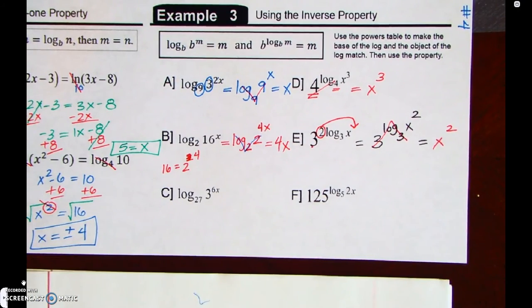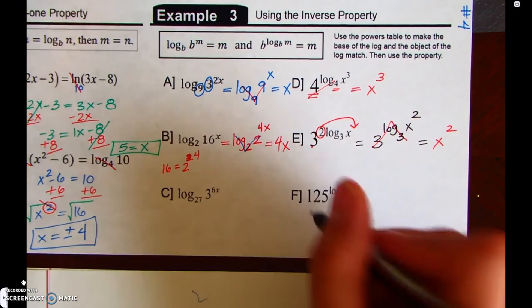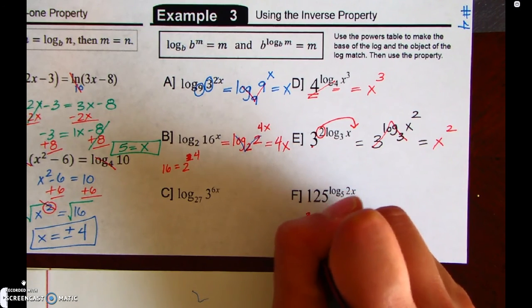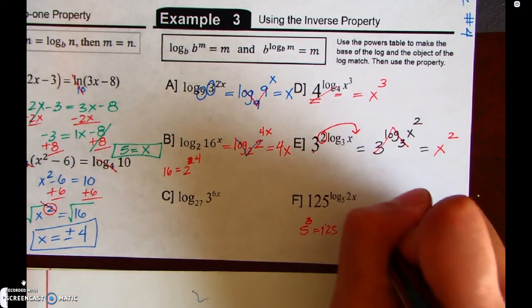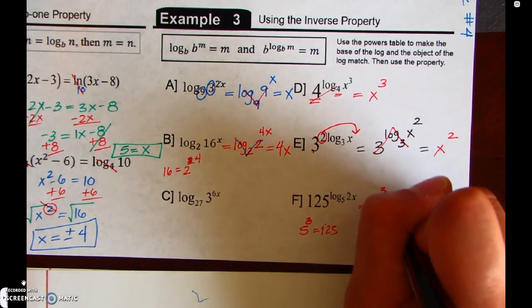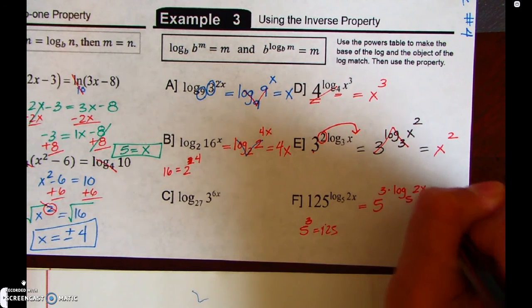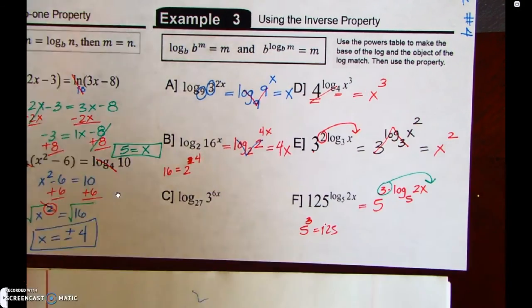Okay, and then the very last one, F. 125, I need to write it as the base of 5. So 5 squared gives me 25. 5 cubed gives me 125. Yay! So that was easy. So I'm going to have 5 to the power of 3 gives me 125, but I still have log base 5 of 2 to the power of x. We don't like this 3 hanging out in the front, so we're going to move it over to be an exponent.